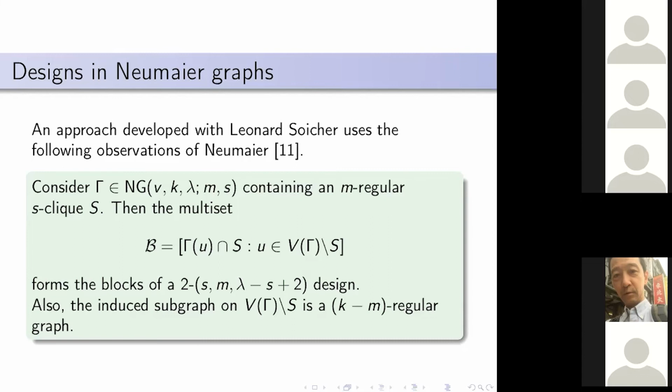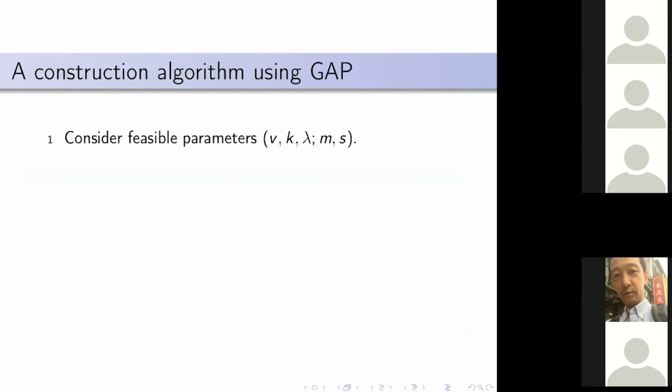And we also know that we have an equitable partition, basically. So the vertices outside of the clique induce a K minus M regular graph, a regular graph. And so with these observations, we have this general outline for an algorithm which goes as follows. So we take our favorite feasible parameter set.